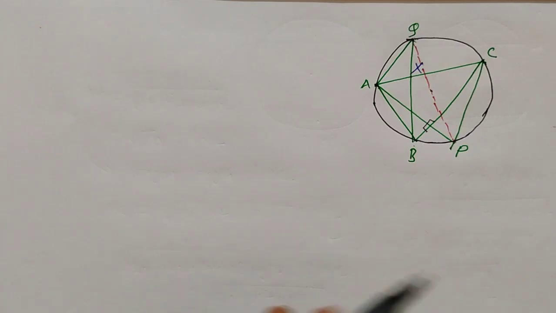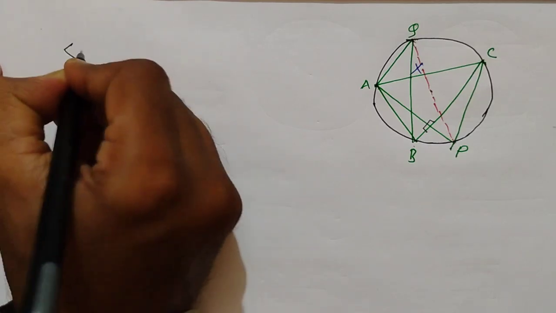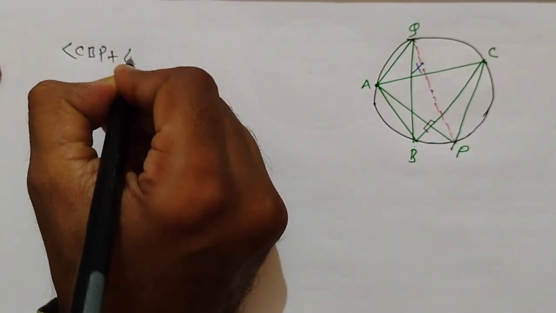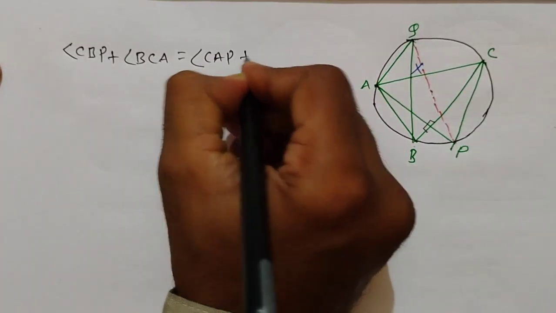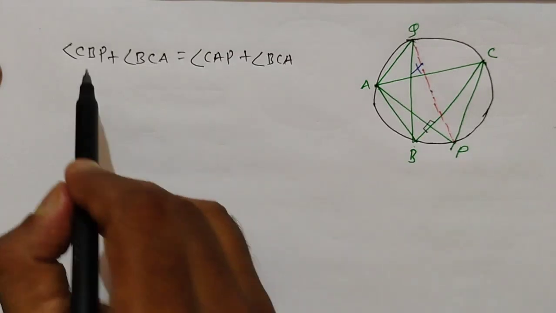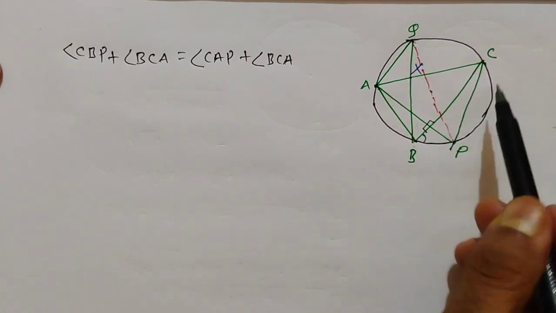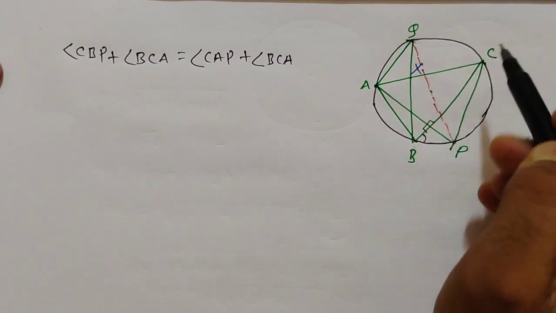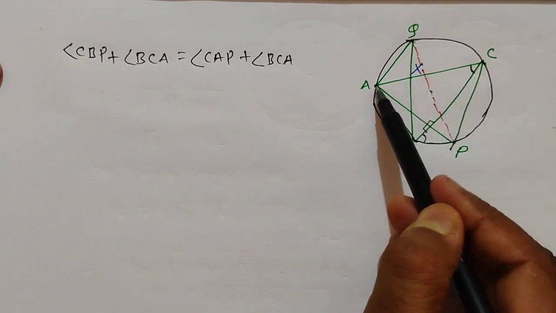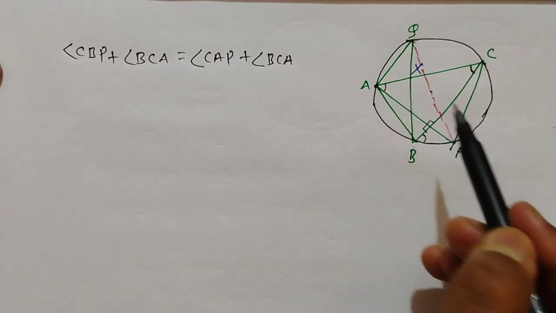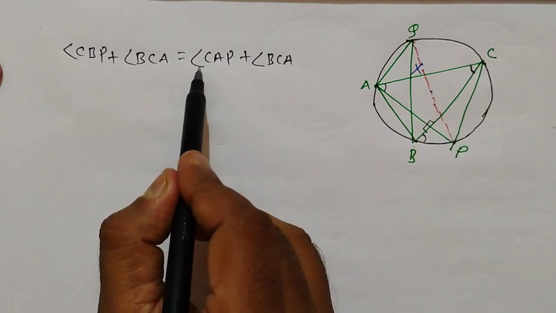we have to find the relation between the angles as angle CBP plus angle BCA is equal to angle CAP plus angle BCA, and you can see angle CBP means this angle plus angle BCA, and this angle is equal to angle CAP, this angle plus angle BCA as it is. So we can write angle CBP is equal to angle CAP.